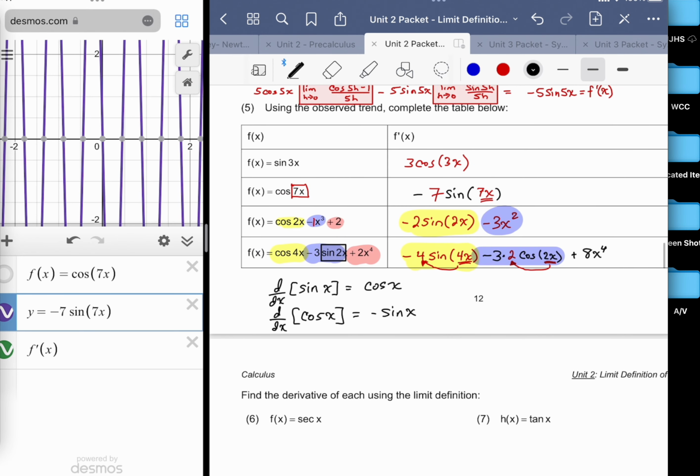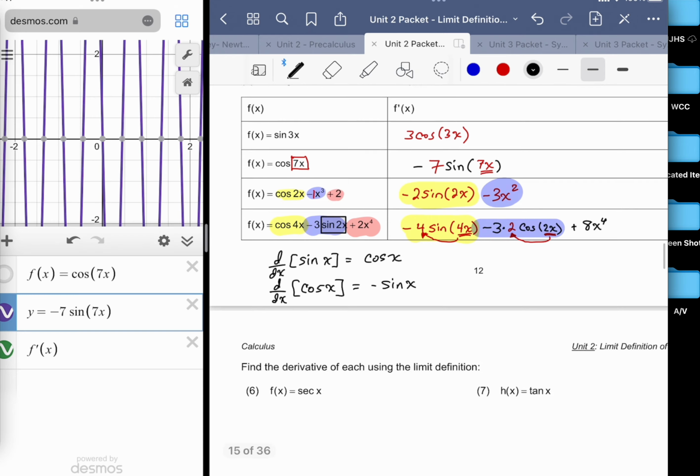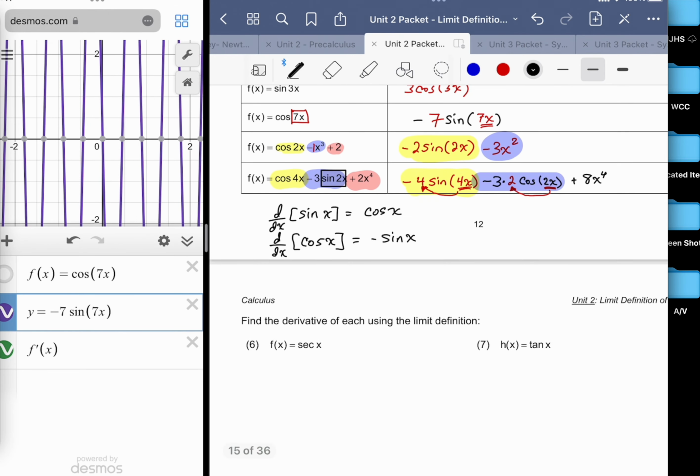Okay. Now, I'm just going to take you through one more problem, because these involve the other types of functions. That's supposed to be 8x to the third, right? It sure is. Thank you. Very good.